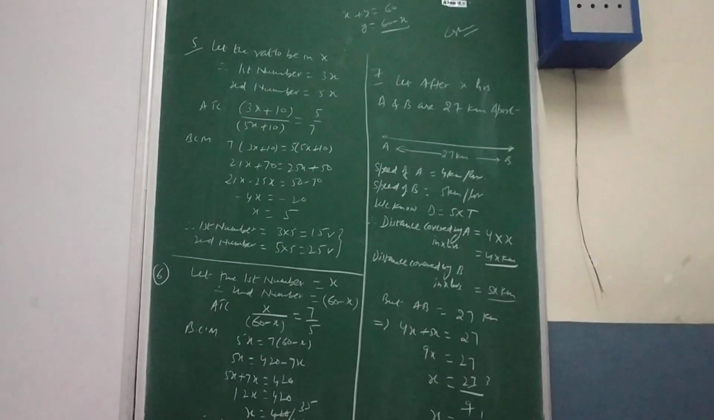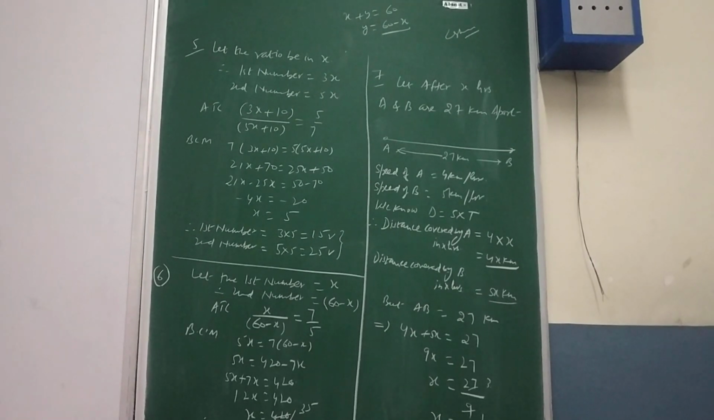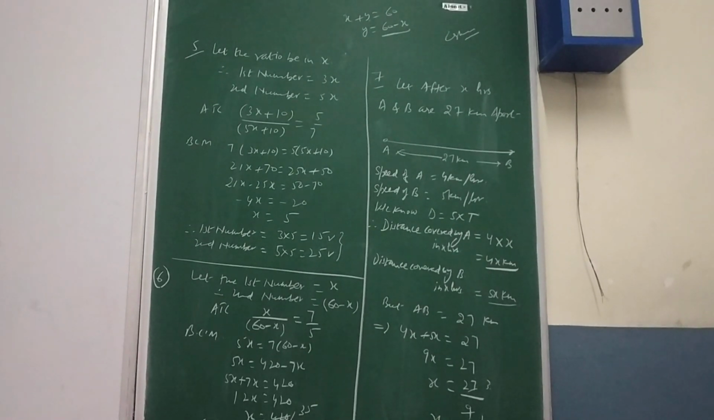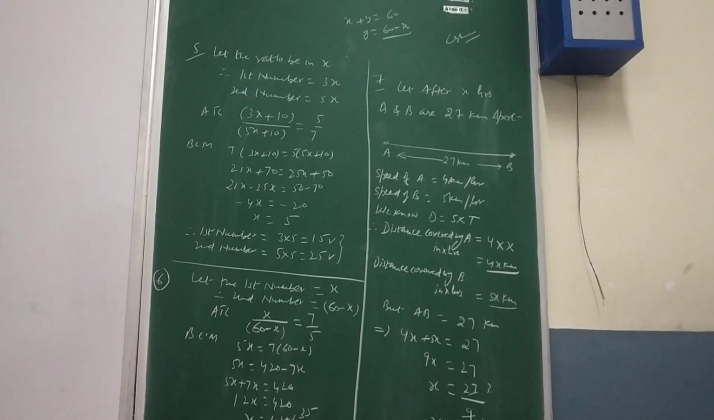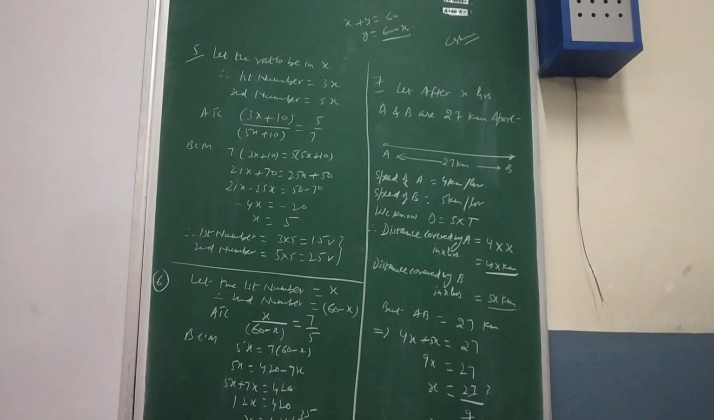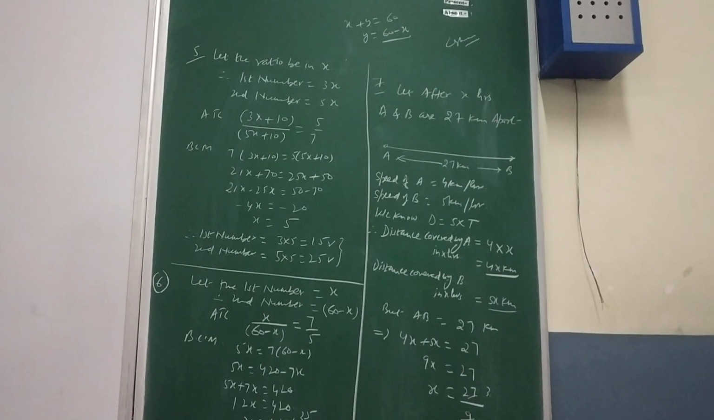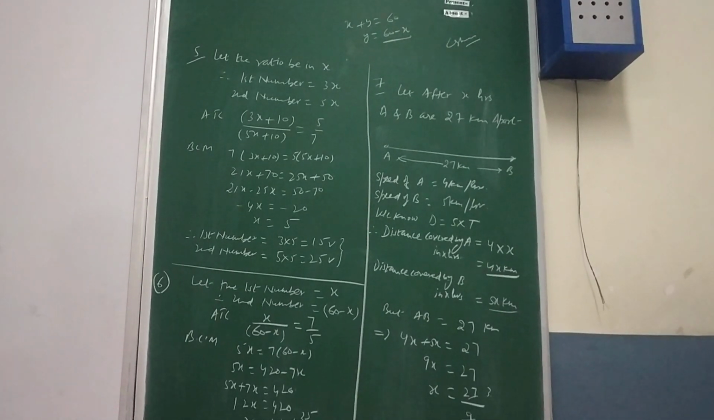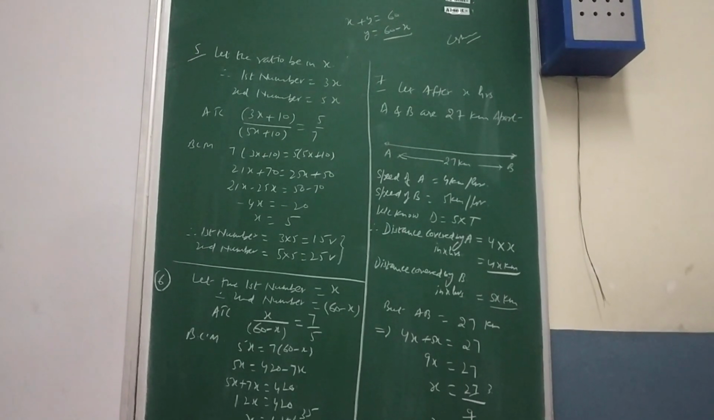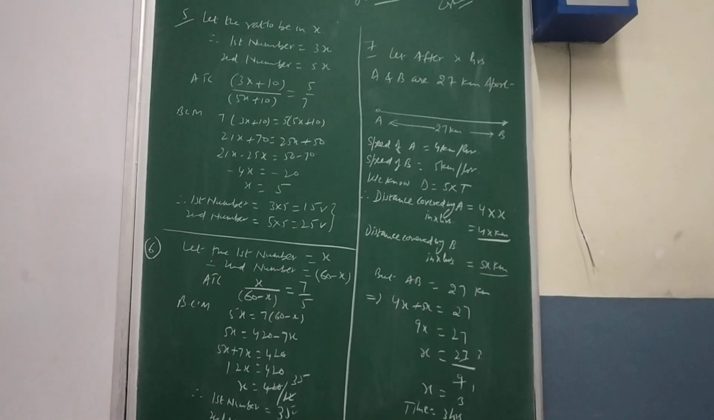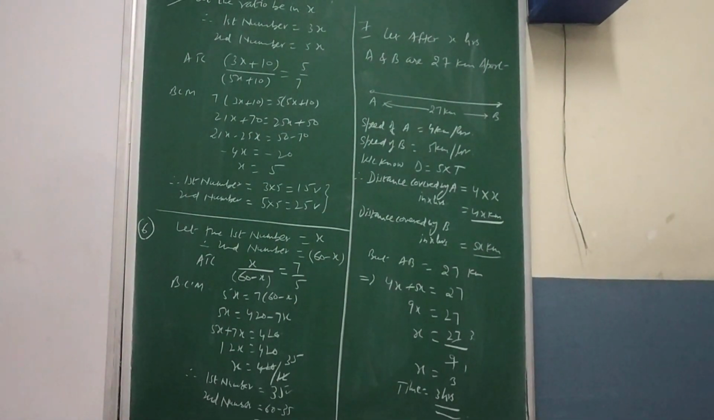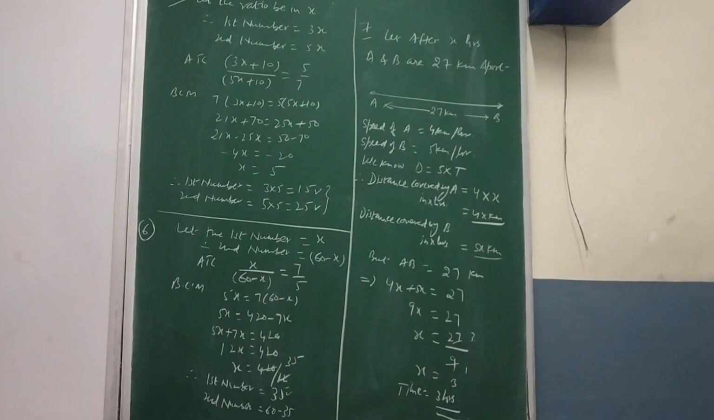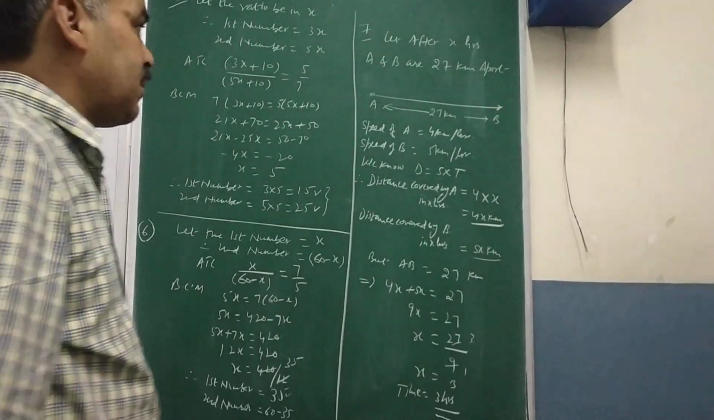The seventh question is based upon distance, speed and time. The question is: A and B start walking from the same place in opposite directions. If A starts walking at a speed of 4 km per hour and B at a speed of 5 km per hour, in how much time will they be 27 km apart?